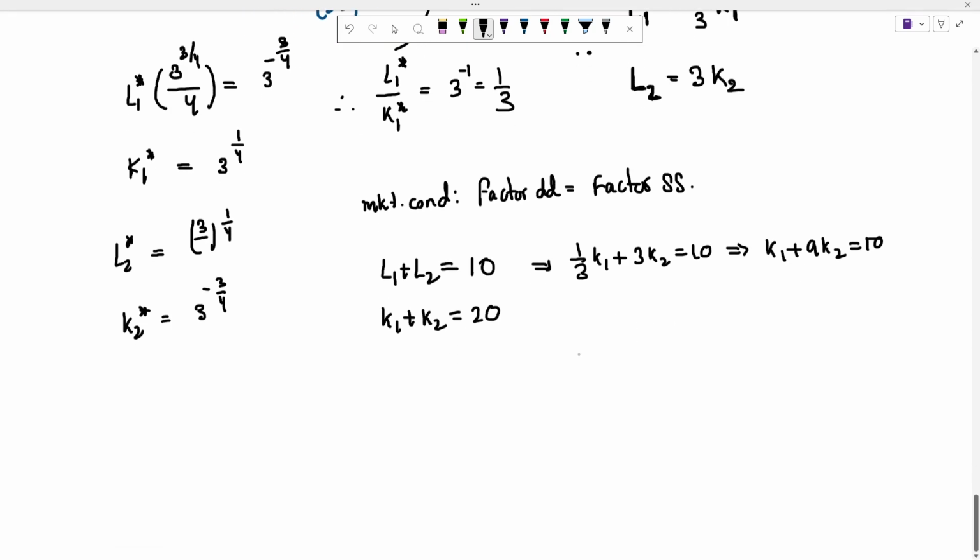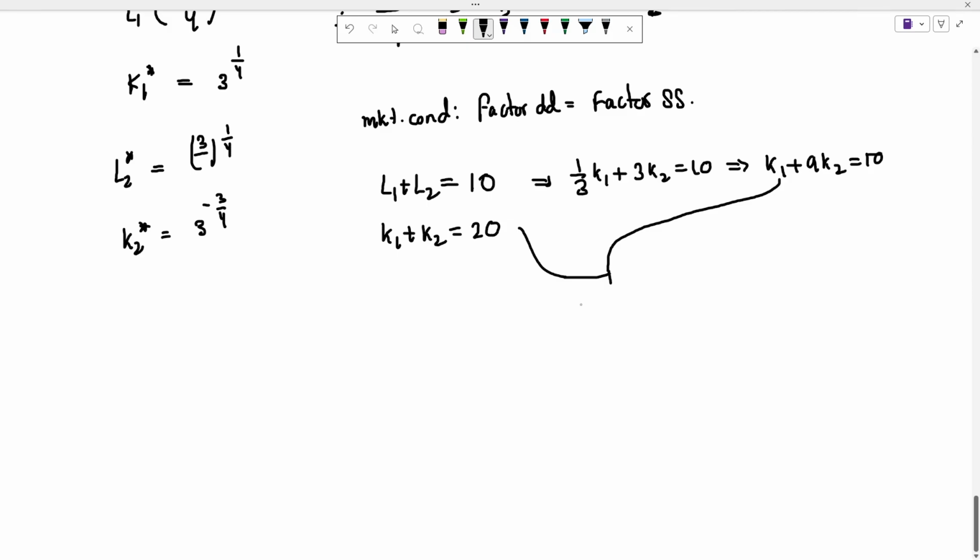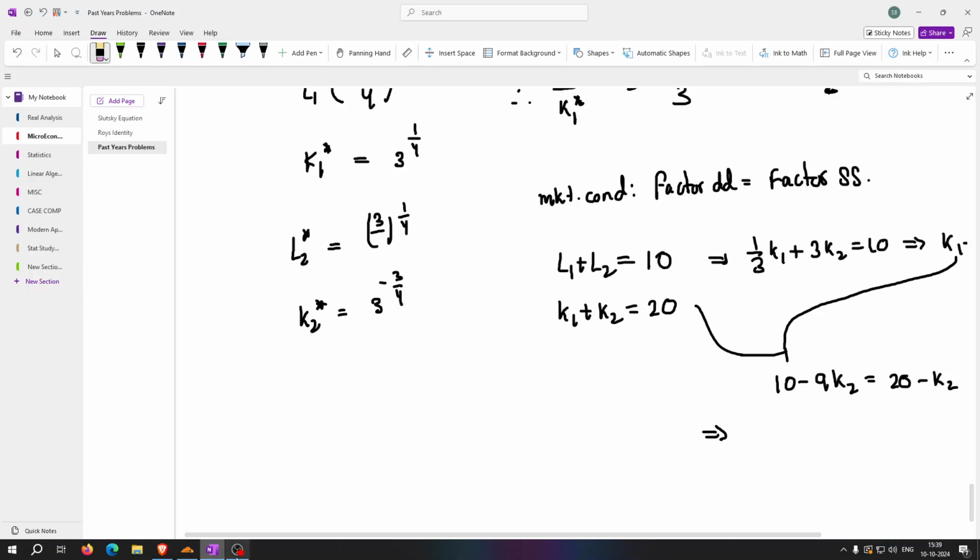So from here we have, so 10 minus 9 K2 is equal to 20 minus K2, right? So it goes there, we have 8 K2. Wait, are we doing something wrong? We must be doing something wrong. Yeah, we are doing something wrong. Just a sec.